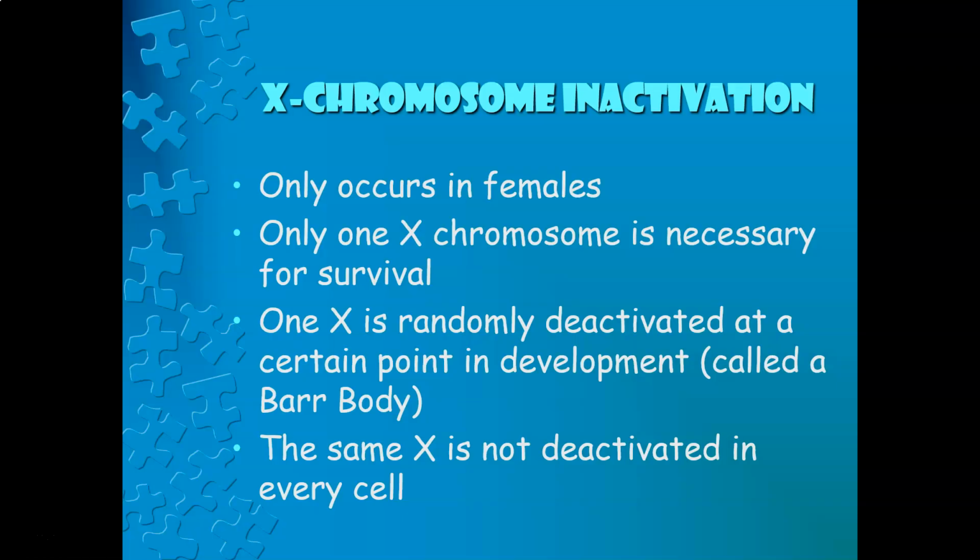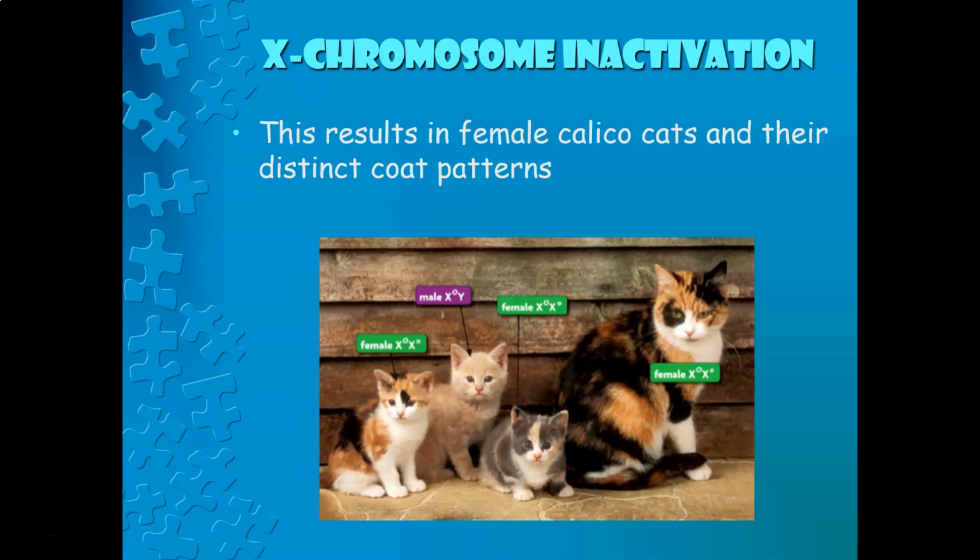And again, not every X gets deactivated in the same cell everywhere. So if I look at individual cells, I can talk about which X gets shut down. But if I look at her as an organism as a whole, she still expresses both X chromosomes. So why is this kind of an interesting scenario? Well, for most female human traits, it's not something we can physically look at you and know.